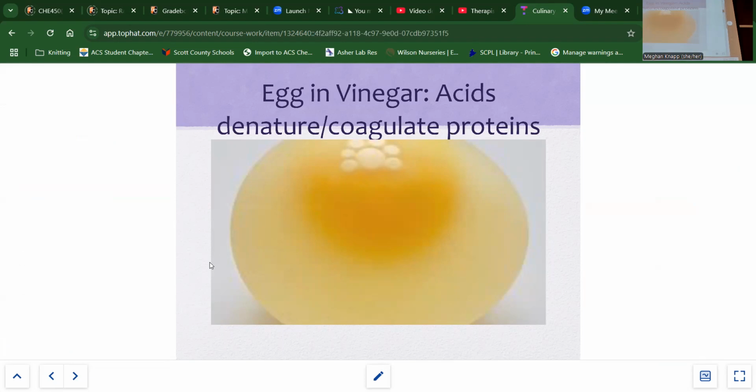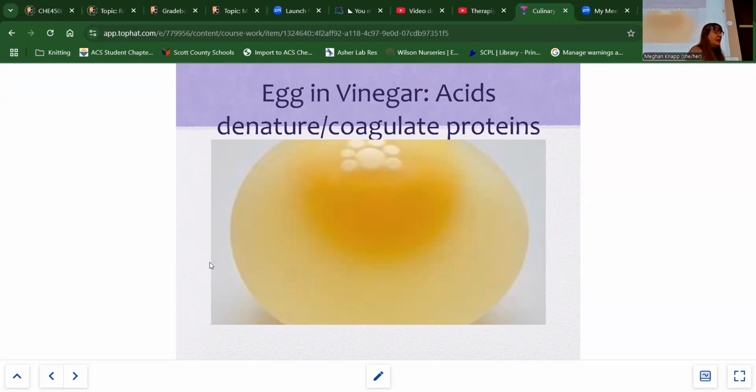So proteins, remember, have this really complicated structure. They might have spirals and they're all folded up and whatnot. Acids are going to affect it in a couple of ways, because as those hydrogens attach themselves to the proteins, they can cause them to unfold, which is denaturing, and to clump together, which is coagulation.